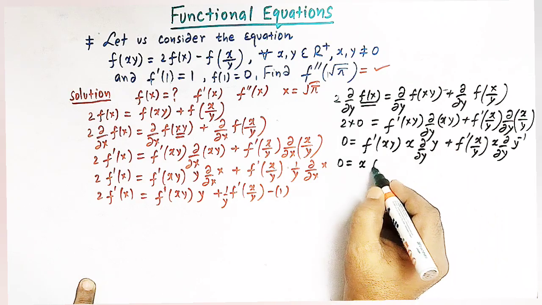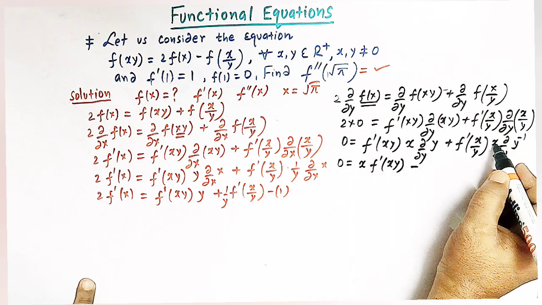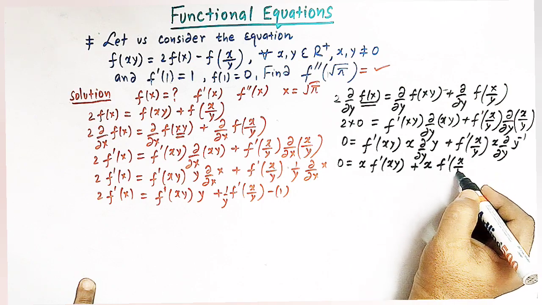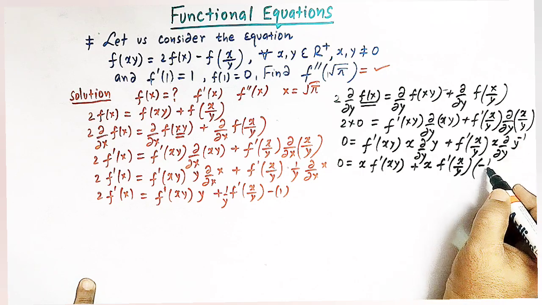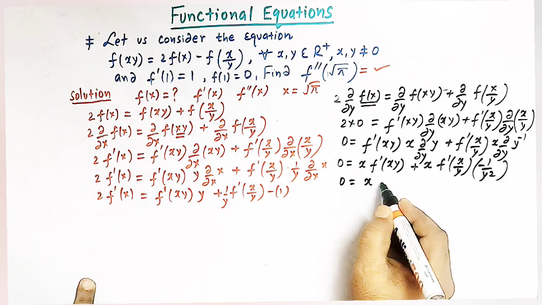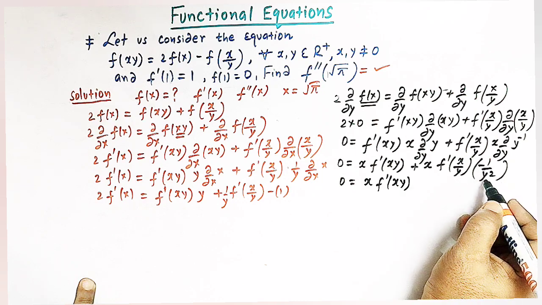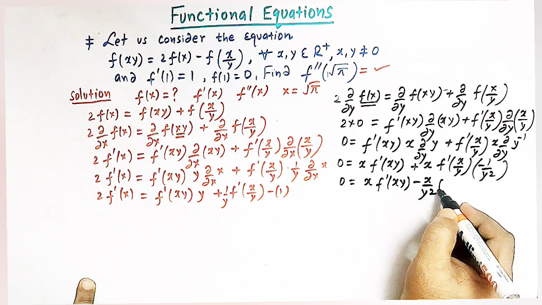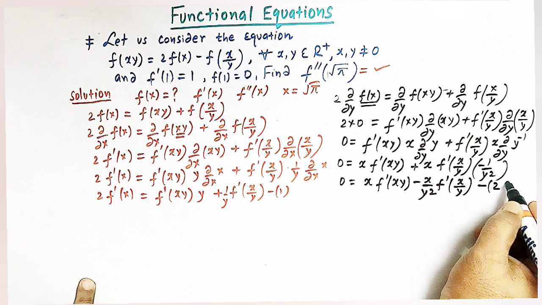So we have simply x f prime of xy, and here we have this term as x, and f prime of x over y. The derivative of y raised to minus 1 is minus 1 over y square. So now we have 0, x f prime of xy, and we can take minus 1 over y square over here. So we have minus x over y square and f prime of x over y. So this is equation number 2.